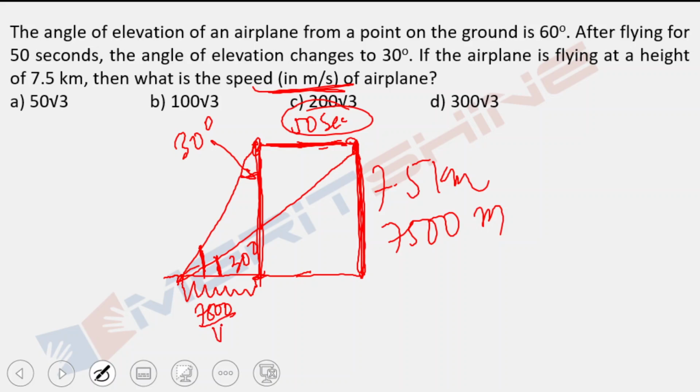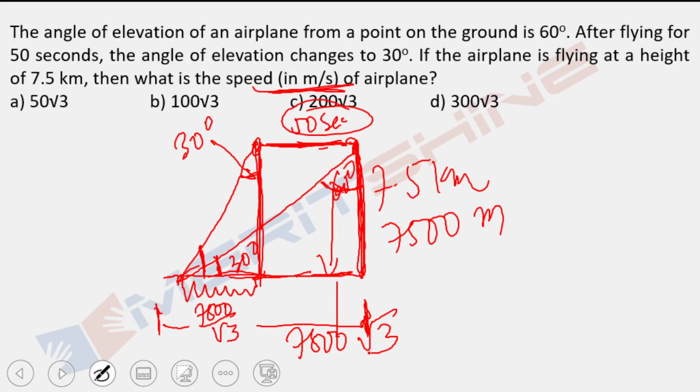This part opposite to 30 degree, you will have 7500 divided by root 3. Right? And this whole part would be how much? This is 30 degree, so this is 60 degree in a right angle triangle. So this whole part would be 7500 into root 3. Therefore, this part is the distance covered. So that would be 7500 into root 3 minus 1 by root 3.